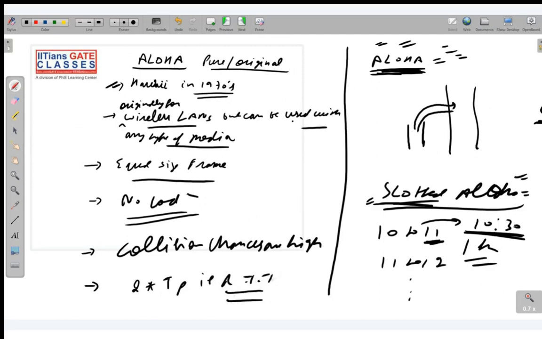Okay, so after timeout, for example, if after 2 TP time the station has not received the acknowledgement, or the sender has not received the acknowledgement, what should it do? After timeout, the station will again send the data. That is so obvious. Now something will come into the picture.